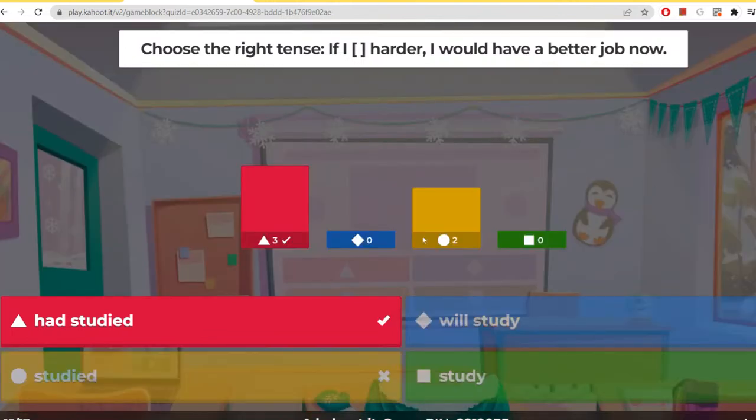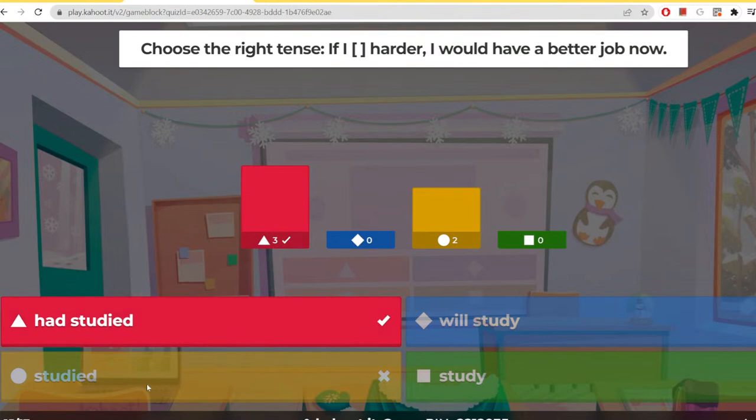All right, so yeah, had studied would be best here. I think just because if we think about studying and working, generally those are things that happen in a certain sequence, right? You go to university, you study, or maybe in school you study, and then you go to work. So we're thinking about what you had done in the past before your job situation now. If I had studied harder when I was in college, I would have a better job now. I would know more stuff and I would be in a better position, but I went to too many parties and I didn't do that. So here we are. That's how that should be interpreted.